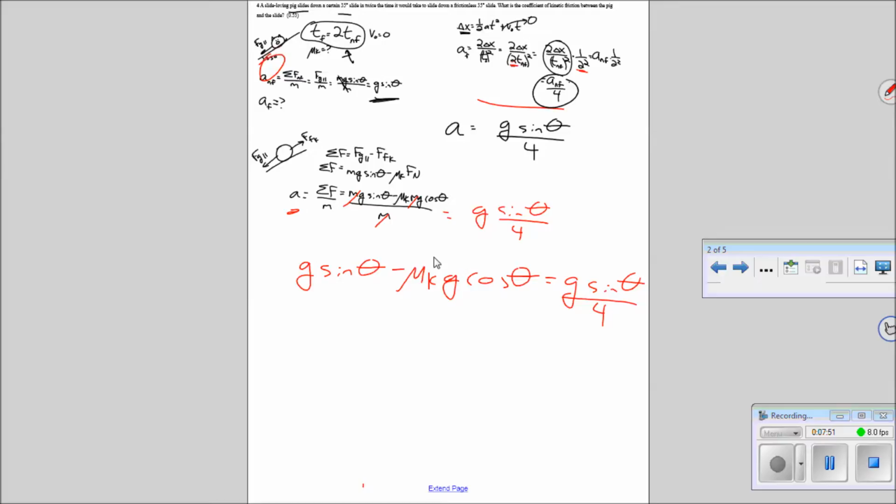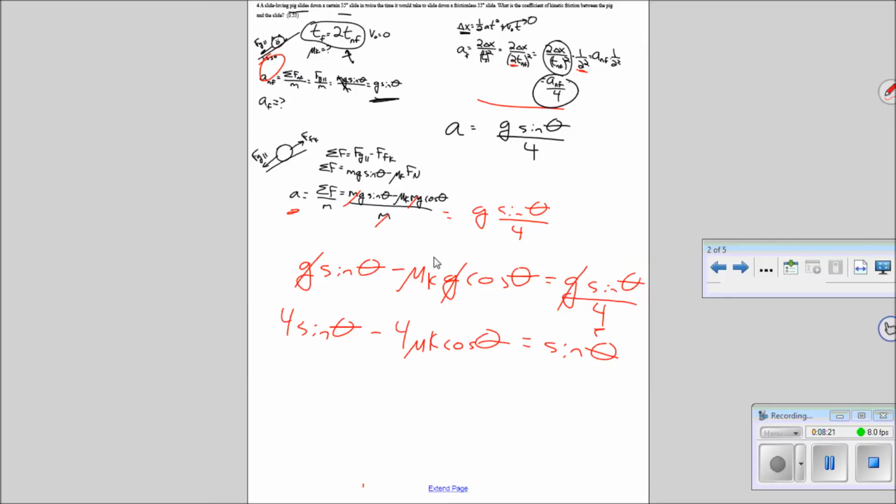So the next thing I notice is that everything here is divisible by g. So let's just go ahead and divide everything by g. These guys cancel out. And then I'm going to multiply everything through by 4 to get rid of this fraction here. So here's what I'm left with. 4 sine theta minus 4 mu k cosine theta equals sine theta, right? So now we're just solving for mu k, and we know what theta is, so really it's just kind of plug and chug. But let's finish it up.